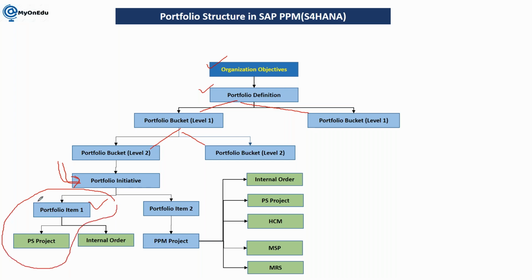Okay. So here, once your idea is approved in the initiative or in the portfolio item, it will be replicated to the PS project. And here you are going to manage your construction. Okay, so the idea will be approved here in the PPM, your initiative, and construction will happen here in the project system.